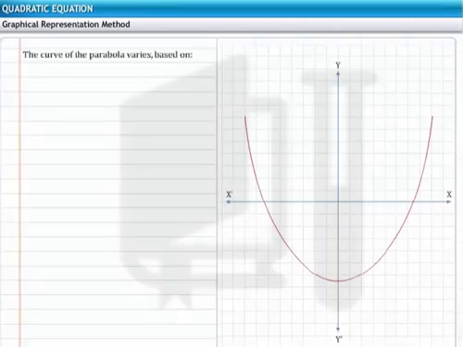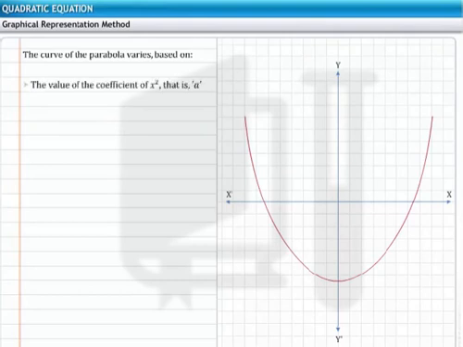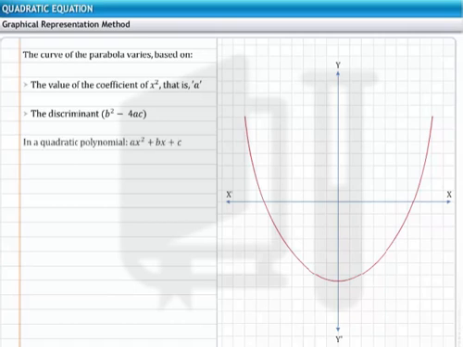The curve of the parabola varies based on the value of the coefficient of x squared, that is a, and the discriminant b squared minus 4ac. Let's look at the impact of each of these factors on the parabola. First, let's consider the value of a. In a quadratic polynomial, ax squared plus bx plus c.